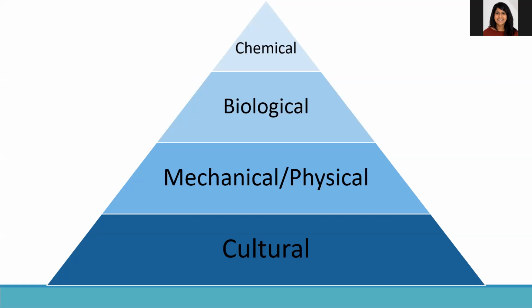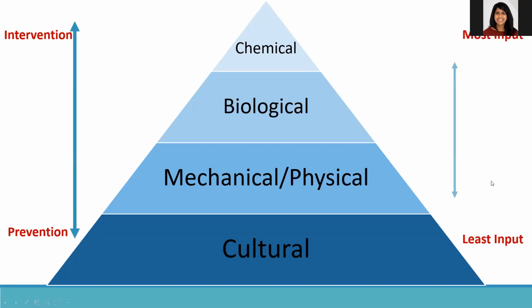So now we have all of these 4 parts of the pyramid, right? We have cultural, mechanical and physical, biological, and chemical. And maybe you might be noticing that there's a pattern emerging here. The bottom of the pyramid actually focuses more on prevention. And as you move up the pyramid, we're focusing more on actual interventions that might be occurring.